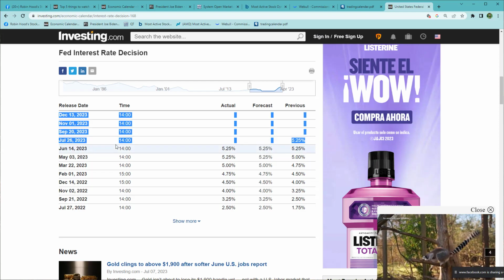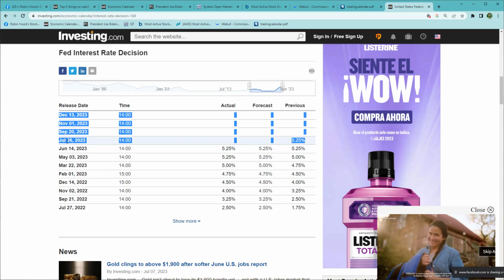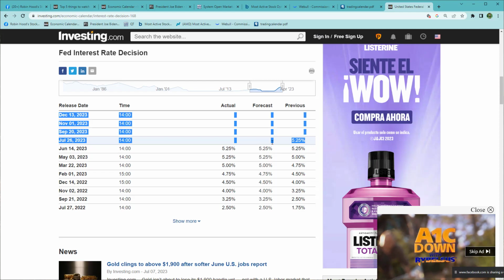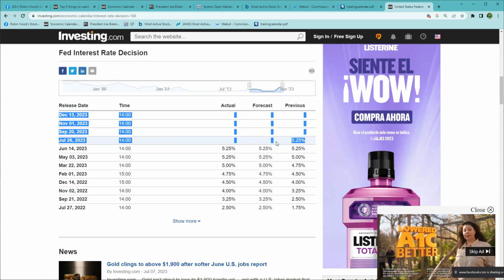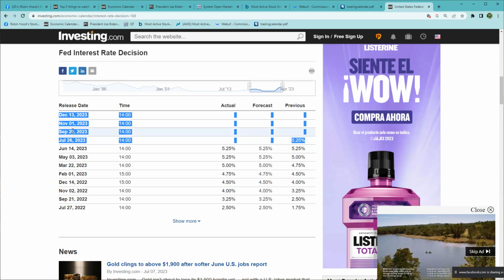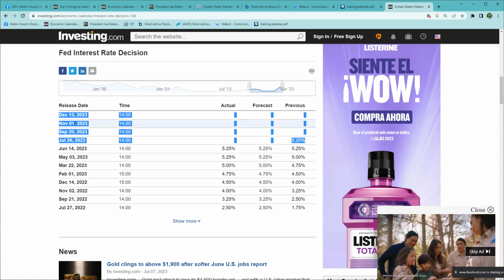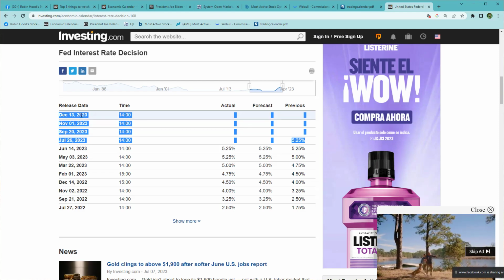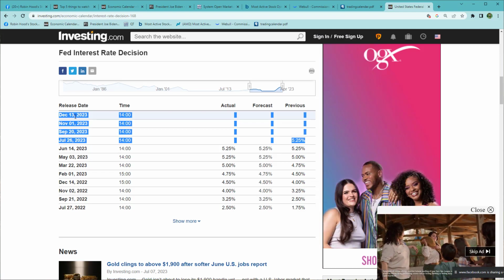As they skipped the last one on June 14th, we do have another meeting on July 26th. And it's definitely anticipated that they're going to increase the interest rate again. So if they do that, they could easily pause or skip the one for September 20th, and then they could easily increase the interest rate again on November 1st, and then potentially pause or skip again on December 13th. But to be determined.